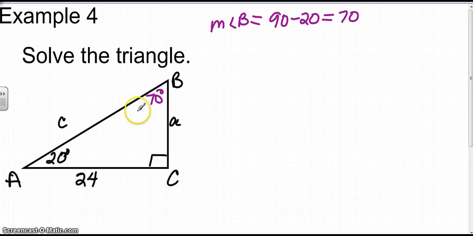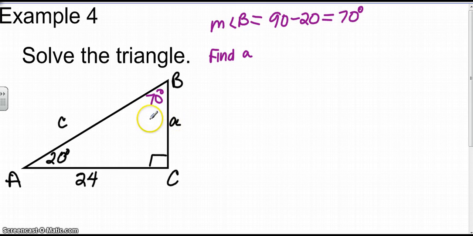Because in a triangle you have 180 degrees, 90 is already here for C, so that means the sum of these two angles must be 90. Also, a theorem in geometry you might remember is that the sum of the two acute angles in a right triangle has to equal 90 degrees. So angle B is 70 degrees. The next thing I'm going to do is find little a. So little side A, that's the side opposite the 20 degrees.